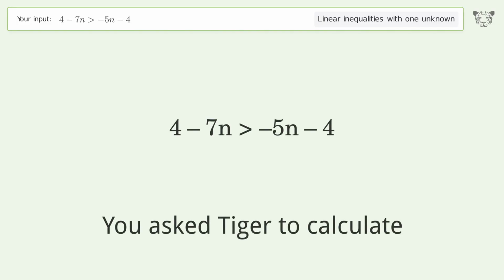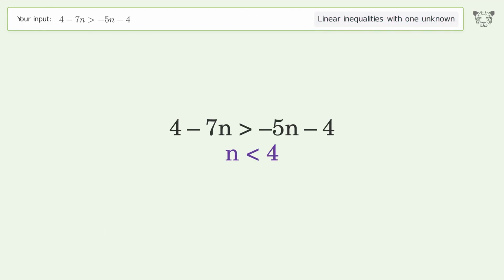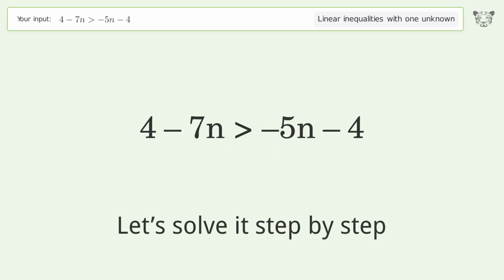You ask Tiger to calculate. This deals with linear inequalities with one unknown. The final result is n smaller than 4. Let's solve it step by step.